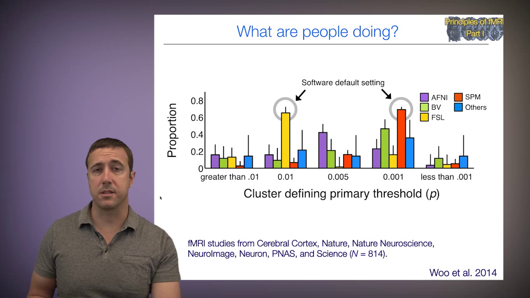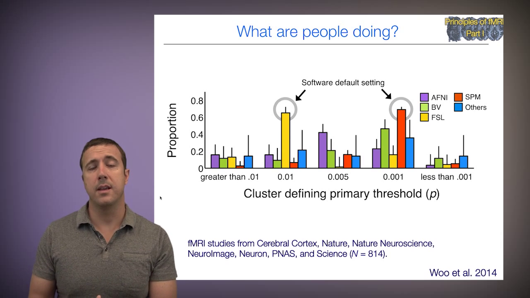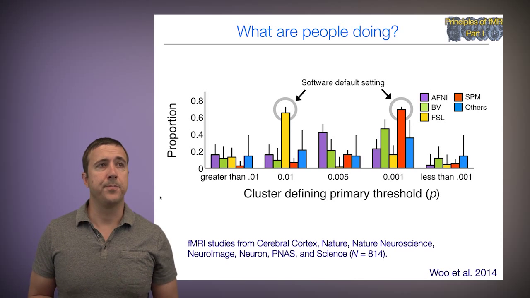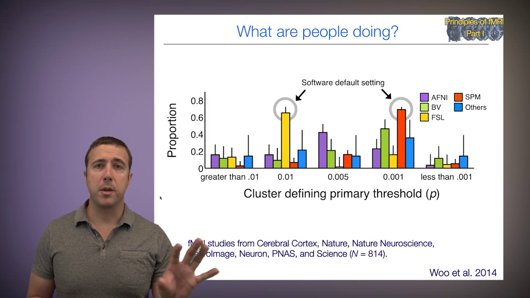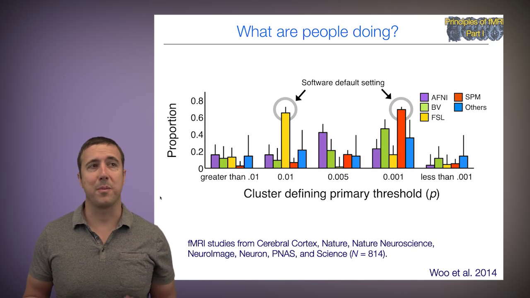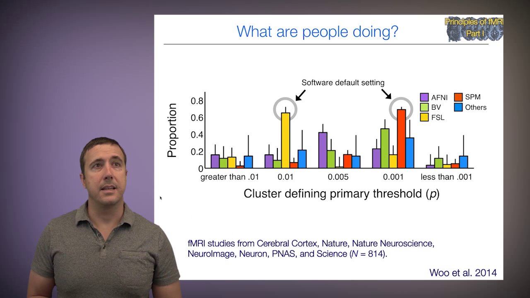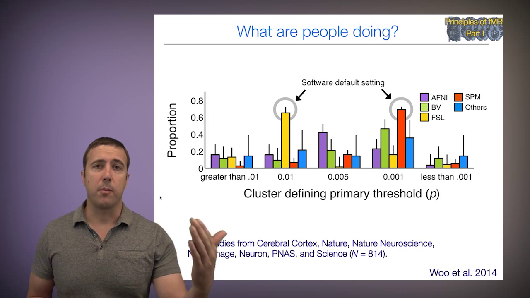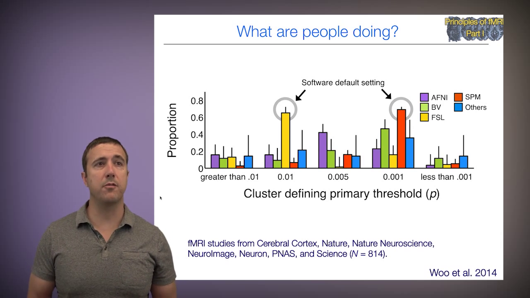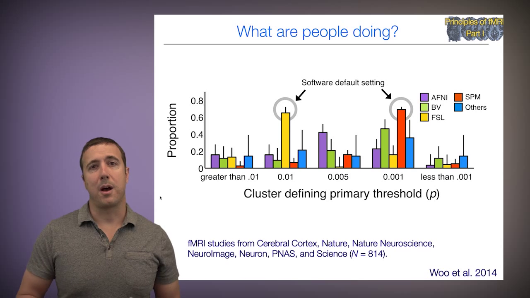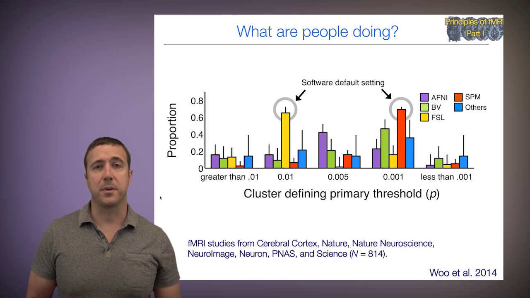I might threshold first at p is less than 0.01 or p is less than 0.001, and then look at how big the clusters are above that threshold. And what you see here is among the major software packages, the threshold that people use is defined by the default in the software package. So the big yellow bar you see there is if people use FSL, they usually set a primary threshold at p is less than 0.01, and that's the default in that package. And if people are using SPM, the other most widely used package, then the most common threshold is p is less than 0.001, and that's because that's the default in that package. Okay, so what people are doing is fairly arbitrary.